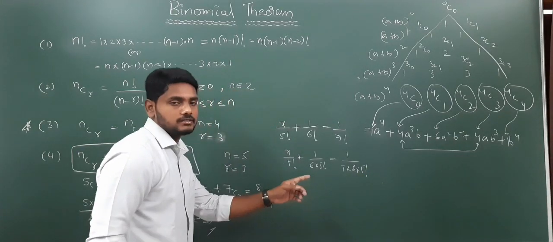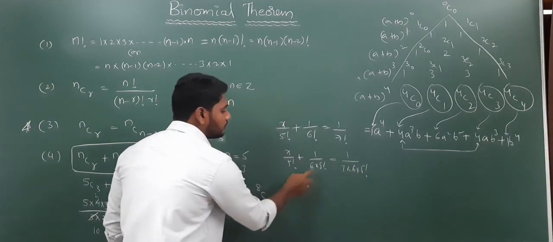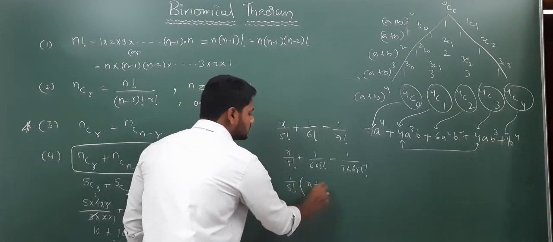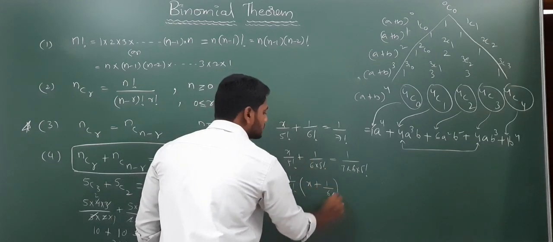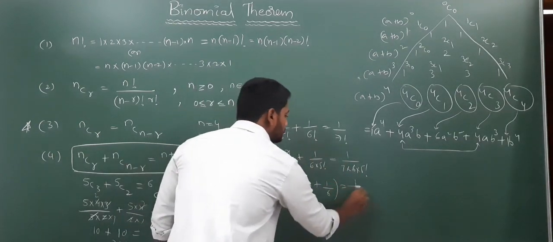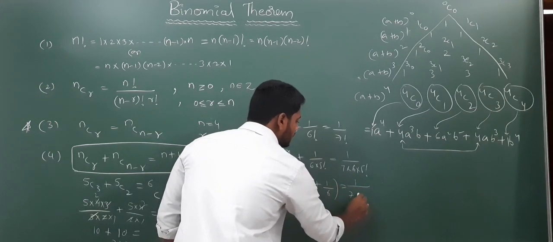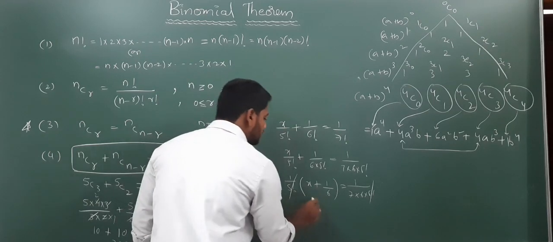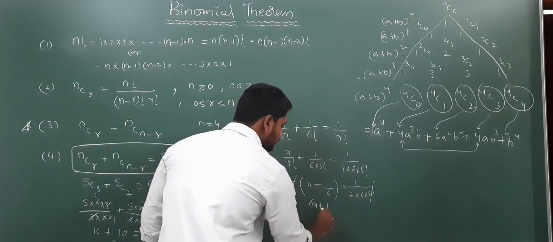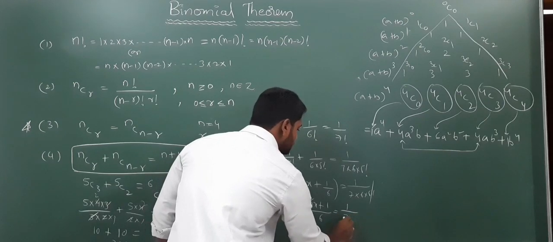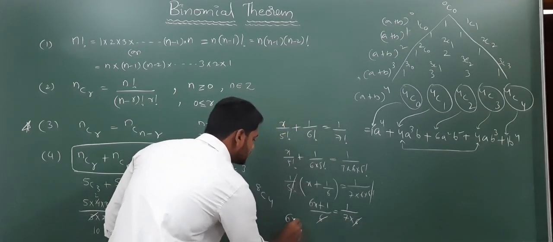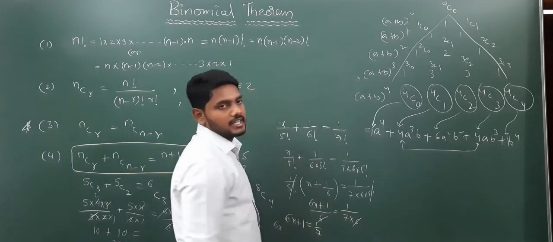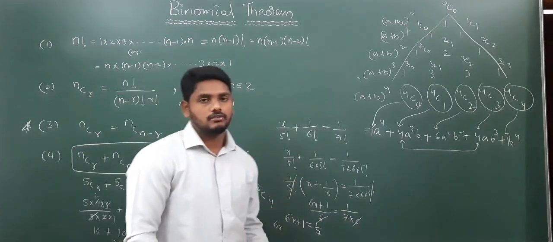Why do I express it like this? Because from all these we can take 5 factorial common, right? If we take 1 by 5 factorial common, here it will be x, here it will be 1 by 6, which is equal to 1 by 7 into 6. So 5 factorial cancels. Here it will be x plus 1 by 6 is equal to 1 by 7 into 6. 6 cancels. So x plus 1 is equal to 1 by 7. Like that we can find the x values. Not only x values, whatever they ask, we can find.